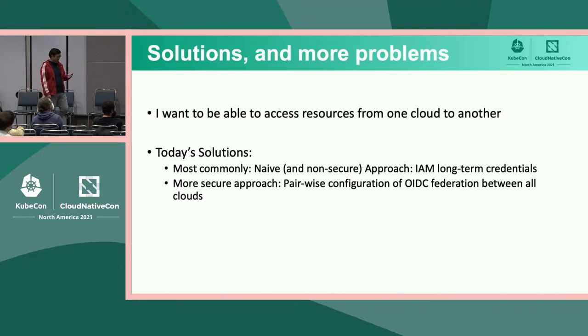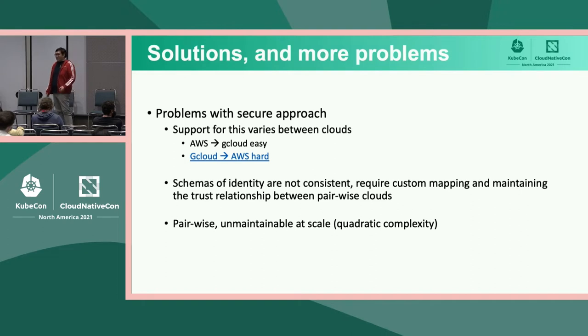Unfortunately, this is not the case. There are several problems with federation today. The first is that federation support varies within the clouds. If I want to access a GCP resource from AWS with Google Cloud's identity pool service, this can be done fairly easily. However, if we want to do the opposite, this is a fairly involved process, and this blog post linked here describes what you need to do. You need to install a bunch of things in your Kubernetes cluster and so on.